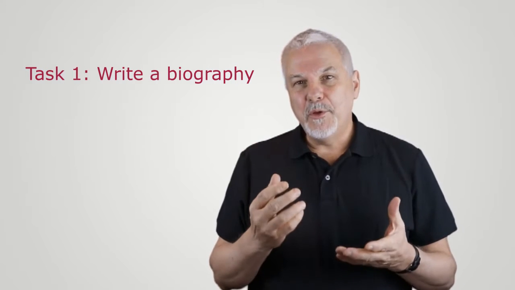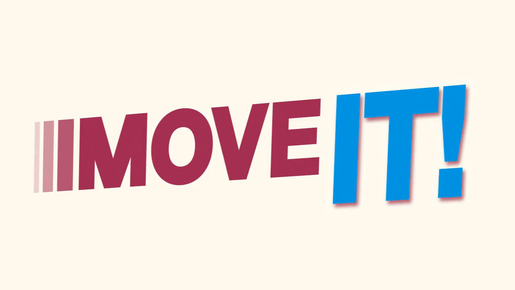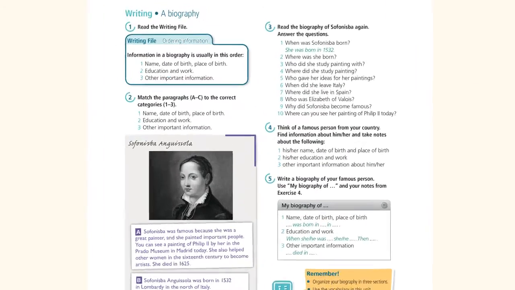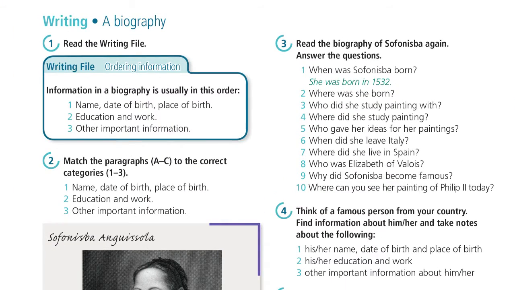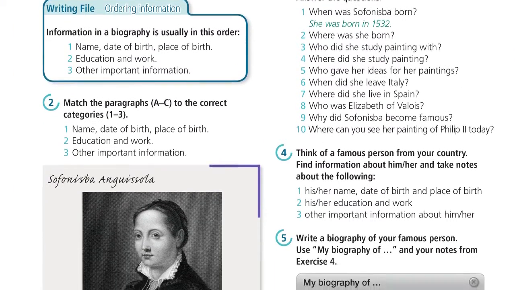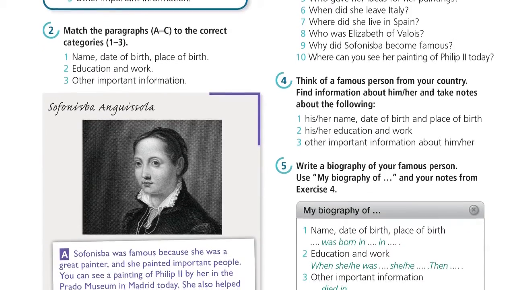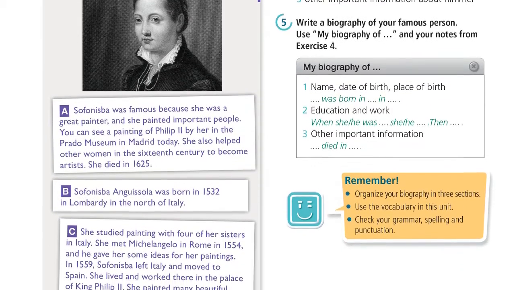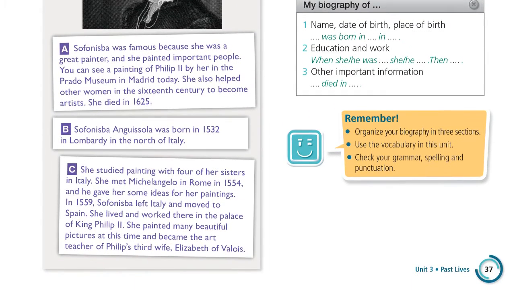The task that I'm using is from Move It, Student Book 2. It revolves around the idea of a biography, and students have to write a biography. But in this particular task, all they need to do is to rearrange paragraphs to make sense about the subject's life. The subject is an Italian painter of the Renaissance period who moved to Spain and ended up working in the court of Philip II. It's an interesting story, and it's inspiration for the students to do their own work.